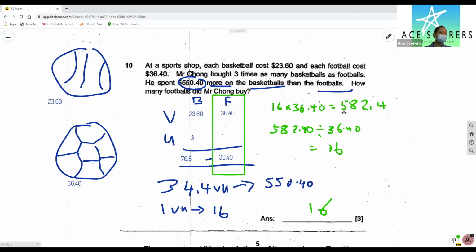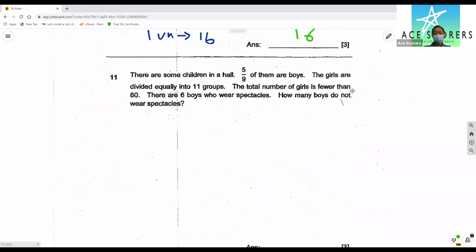How do you solve model drawing? I used the calculator. So did I. But what method? Do you have a special method? No? Is it something like that? I times the basketball times 3 minus the football. Then divided 550.4. No. Find the difference. Yeah, same. So you did the same method. Okay, next one, 11.